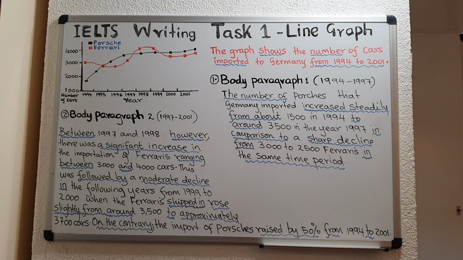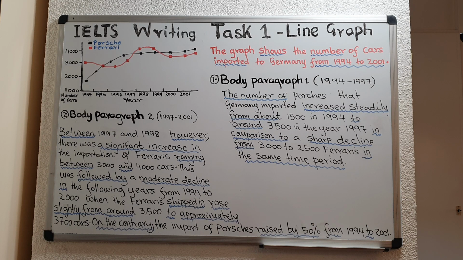And that is why it is very important to begin your first sentence of the body paragraph 2 with a connector. I have used however, okay? Or you can even start straight away by saying, however, between 1997 and 1998, there was a significant, that is allowed. Either way, ensure that you begin your body paragraph 2 with a contrasting connector, contrasting body paragraph 2 to body paragraph 1.